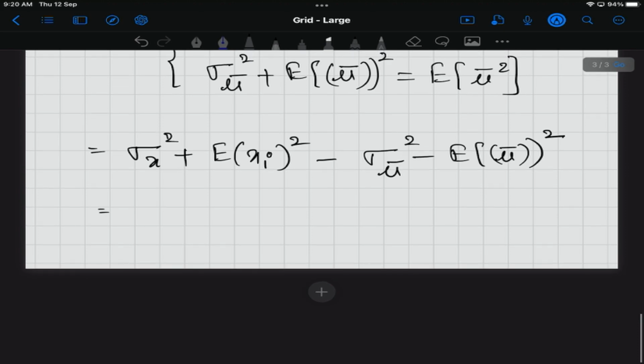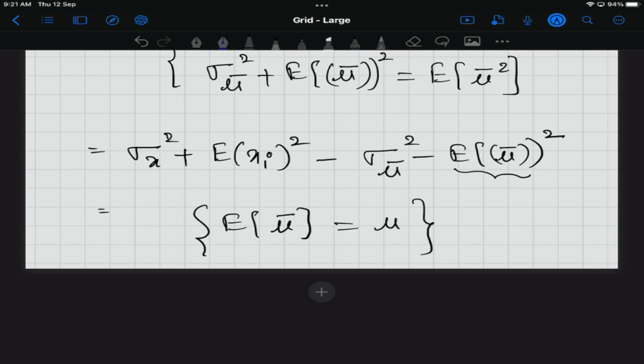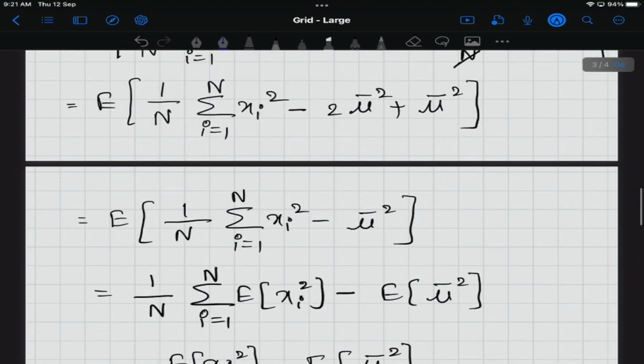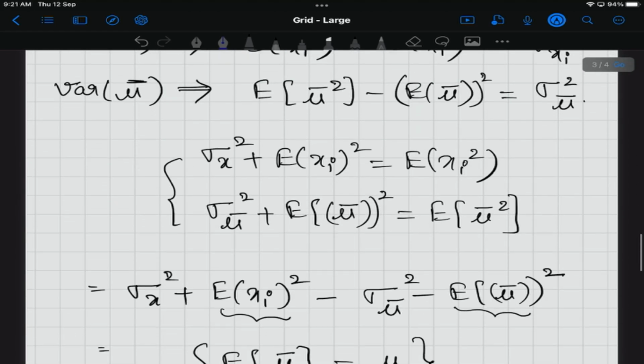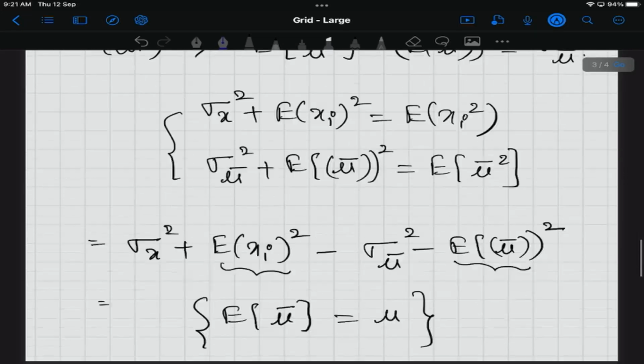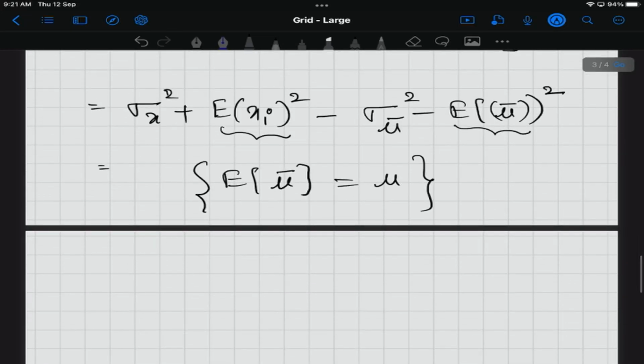Fine. So now your expectation of mu hat is equal to mu, because your mu estimate is an unbiased estimate. So here I can just replace it with mu, and here also I can replace it with mu, and I can cancel these two terms. Yes or no? See, it is very simple. I'm just expanding the variance that I started with, using these variance formulas, and then substituting. And here I'm making use of the fact that my mu estimate is unbiased.